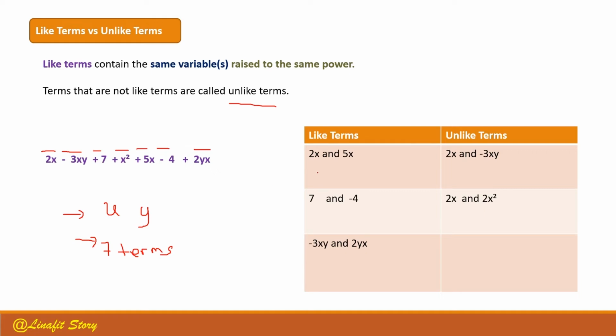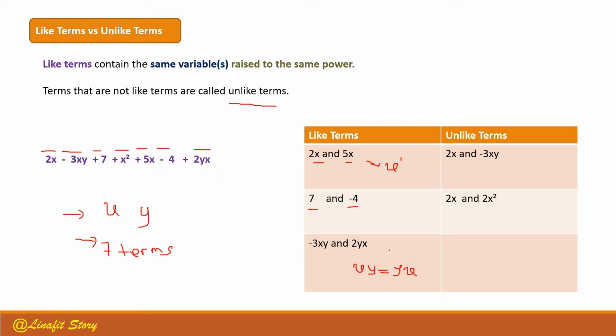Here are the examples of like terms. 2x and 5x contain the same variable, x, of the same power, x to the first power. 7 and negative 4 are both constant terms as they do not contain any variable. Negative 2xy and 2yx contain the same variables because xy is equal to yx.